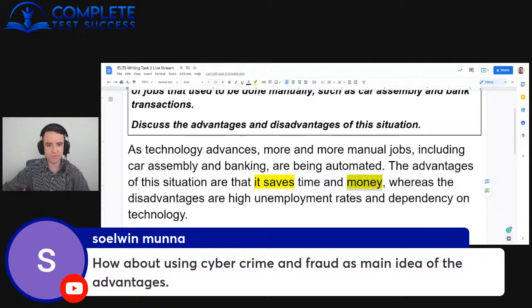Because fraud is a type of cybercrime. Well, when done online, obviously. If it's done offline, it's not a cybercrime. But presumably, you're talking about that.